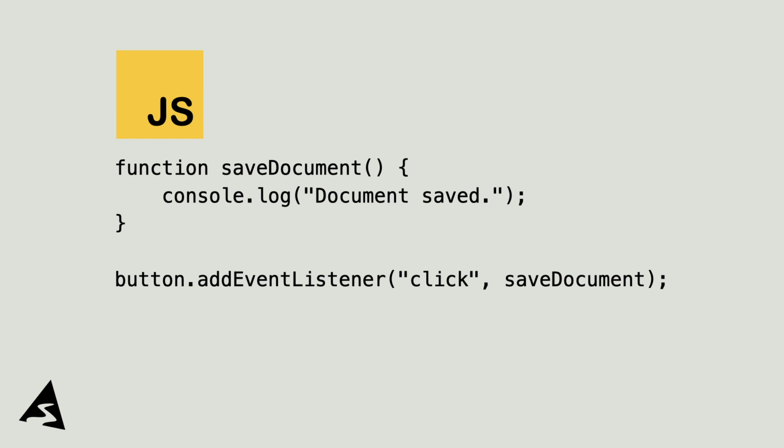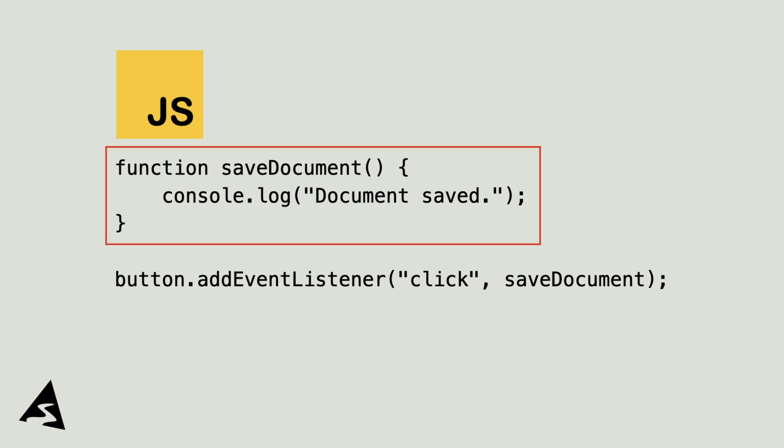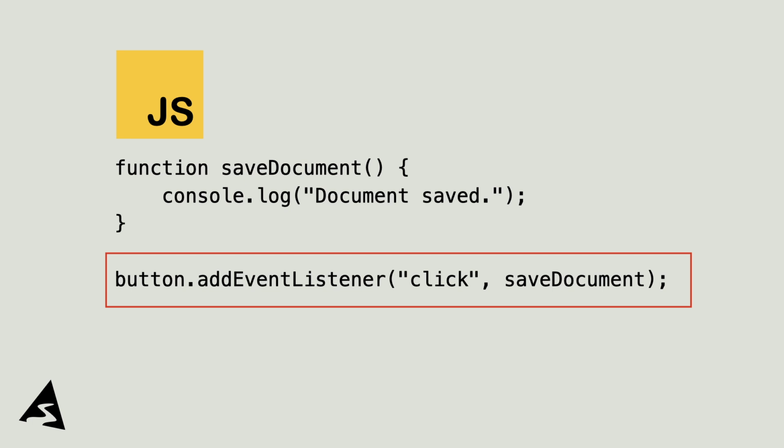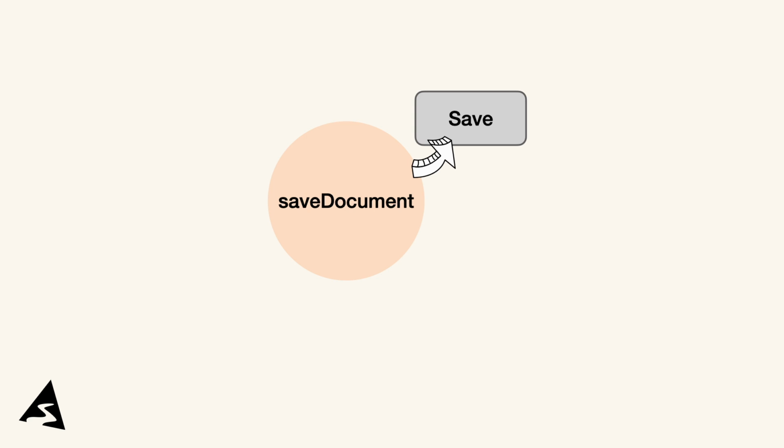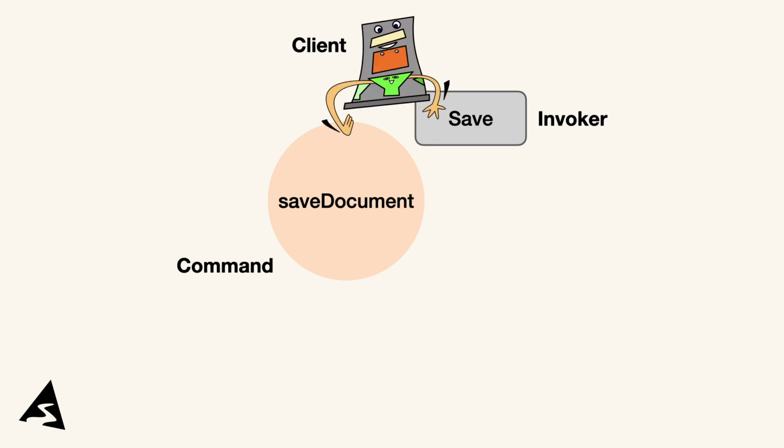Look at this JavaScript function. It simulates saving a document. This line assigns the Save Document function to the button click handler. The Save Document function is assigned to the Save button. When the button is clicked, now in this diagram the Save Document function is the command and the Save button is the invoker. The command pattern also has a client that hooks everything up.